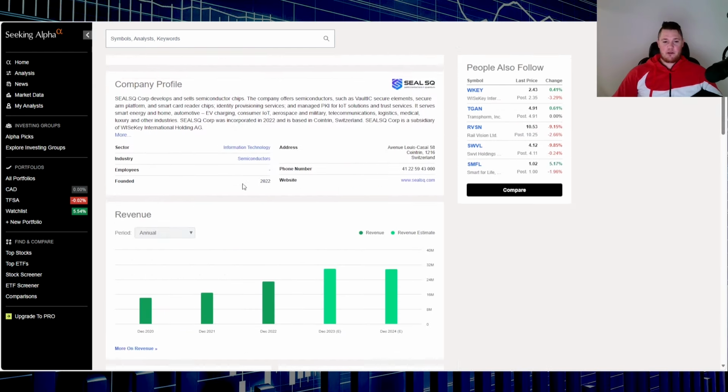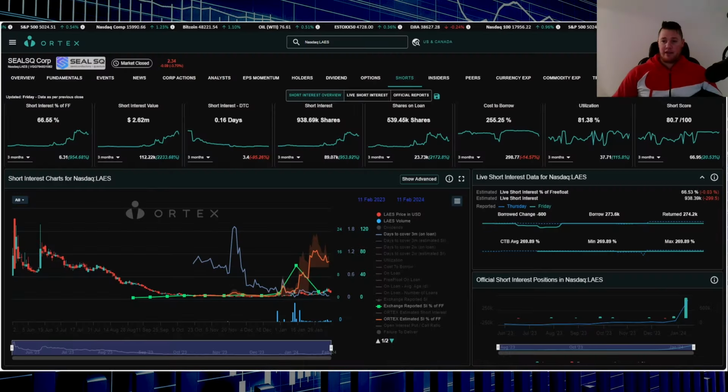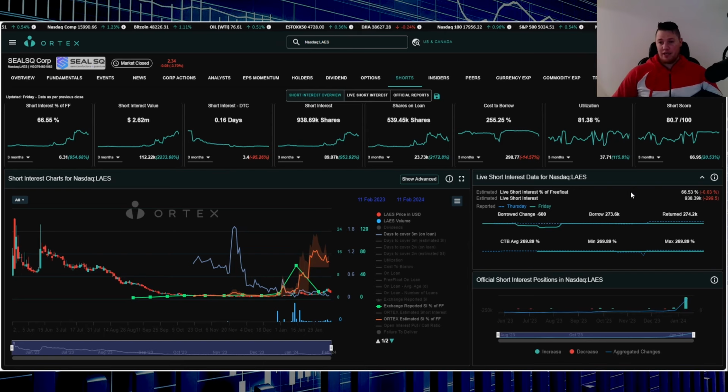But aside from that, though, this is what they are all about. So again, just pause it, read through it. And on Friday, shorts didn't really do all that much. They returned about 299 shares. That is it. 66.53% of the free float is being shorted. 938,000 shares overall are being shorted.